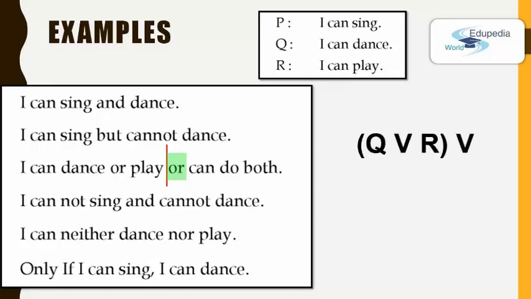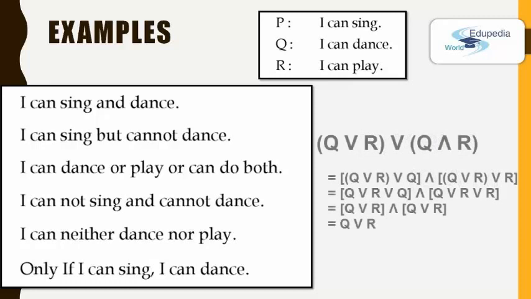Now the second part, can do both. It means it can do both the things, I can dance and I can play. So here it uses the conjunction word and. So the second part is represented like Q turned V R. So these are the two parts connected with the disjunction word or. Now this expression is a little bit longer one. If we can reduce this expression, that is better.